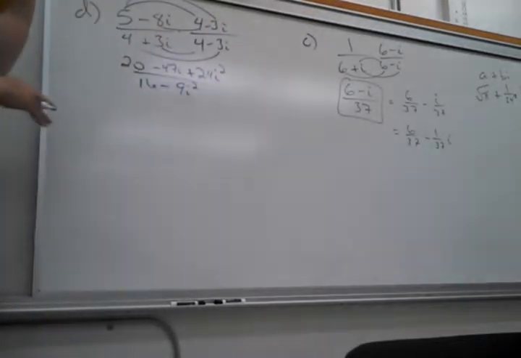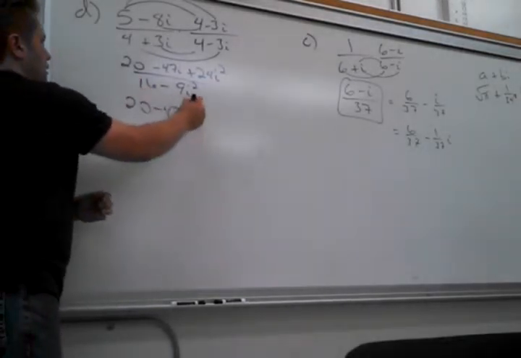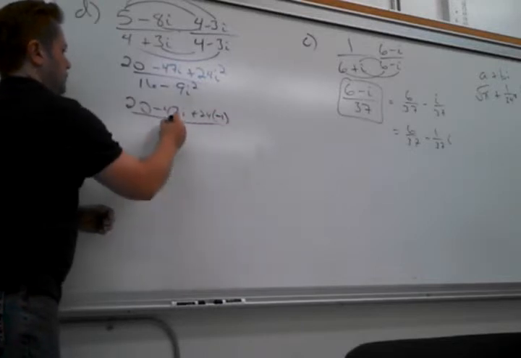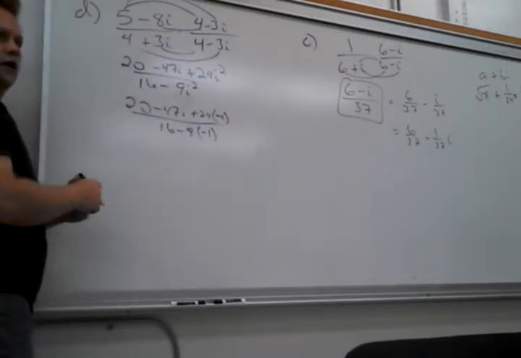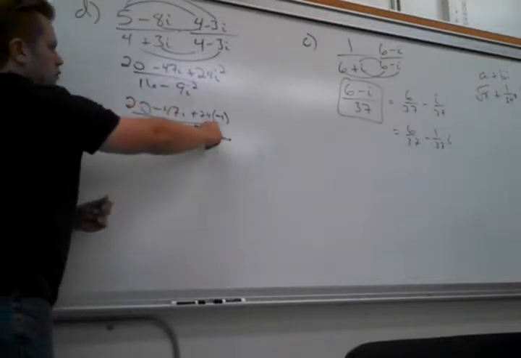So now the next step, that is when I worry about i squared and what it really is. So then I can do 20 minus 47i plus 24 times negative 1, over 16 minus 9 times negative 1. And now you just put your like terms together. 20 minus 24.